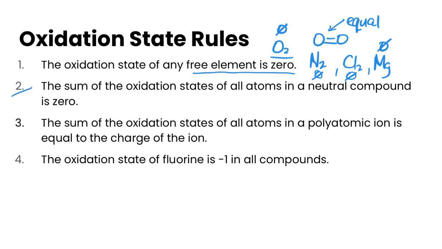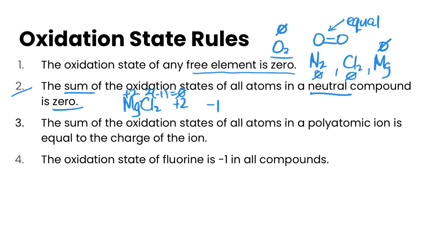The second rule, the sum of the oxidation states of all atoms in a neutral compound is going to be 0 as well. So for example, if you had MgCl2, then the oxidation state for chlorine, it's always going to gain an electron, so that's going to be -1. We have 2 of those, so that means the magnesium is going to be +2, because +2 plus 2 times -1 is going to give us 0.